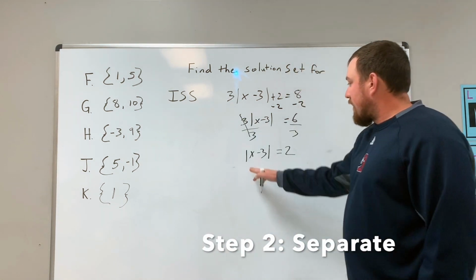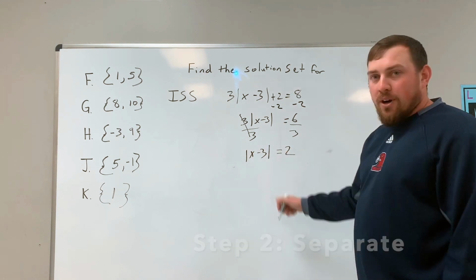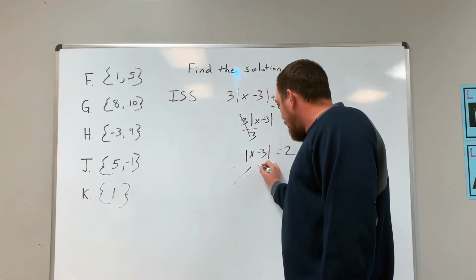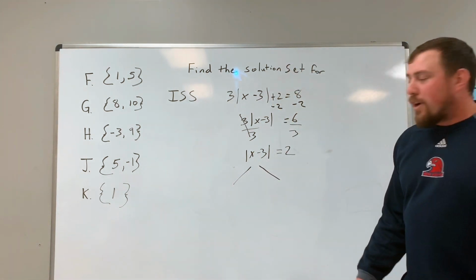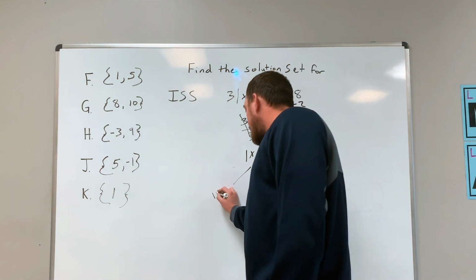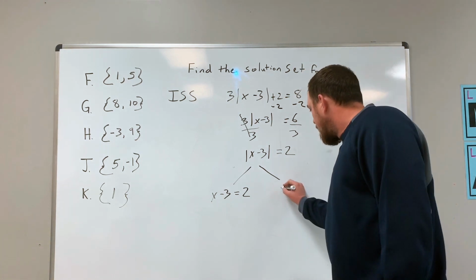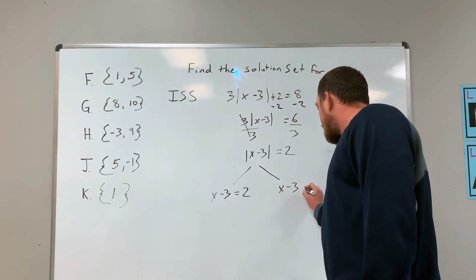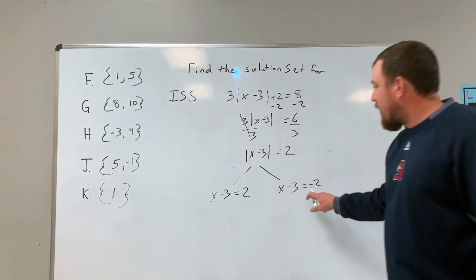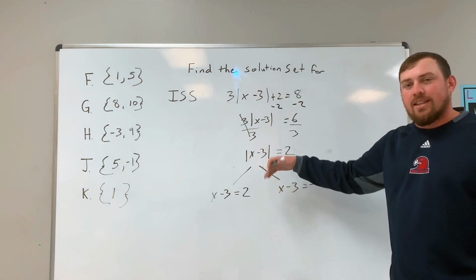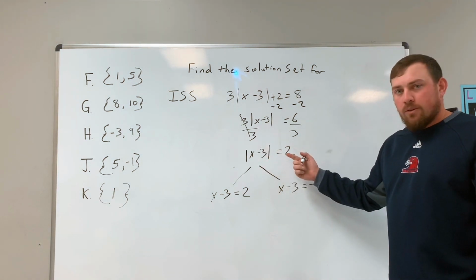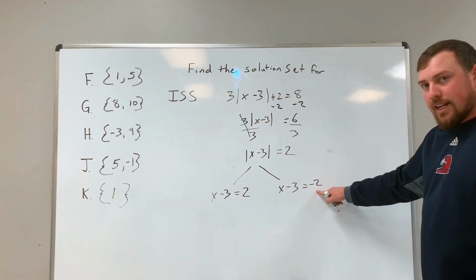All right, our next step is to separate. What I like to think of is 2 vertical bars. I'm going to use those bars to separate the equation. I'm going to write x minus 3 is equal to 2, which is what I have here. But if x minus 3 turned out to be negative 2, I would take the absolute value, which would then be equal to 2 again. So I have to set this equal to negative 2.